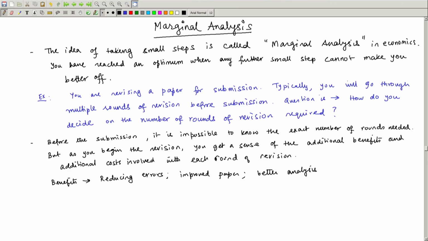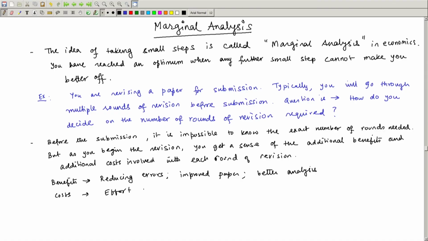So, these are some of the benefits of doing each successive round of revision. The costs, of course, are the costs of effort. You really need to spend time on reading the paper, finding out what the errors are, improving the language. You may have to sit in the library, look at references, look at past literature, and document all those. All of that requires a lot of effort and there is a cost to it. And also that generally takes time away from other things.